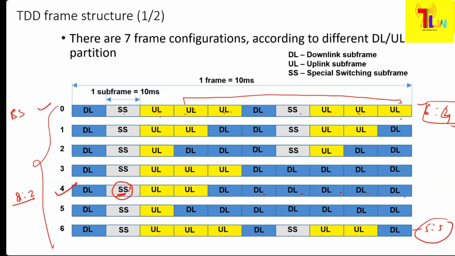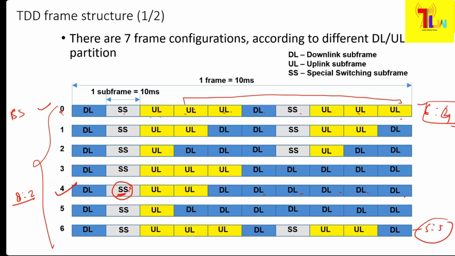These are configurable with respect to the parameters of different vendors. You can configure based on your requirement. If you want to increase your throughput, and you feel that there is not much upload in your network, then you can switch from one subframe structure to another. So all these frame configurations you can choose according to the demand of your data.